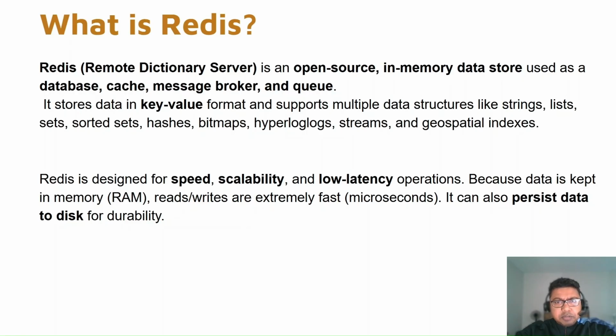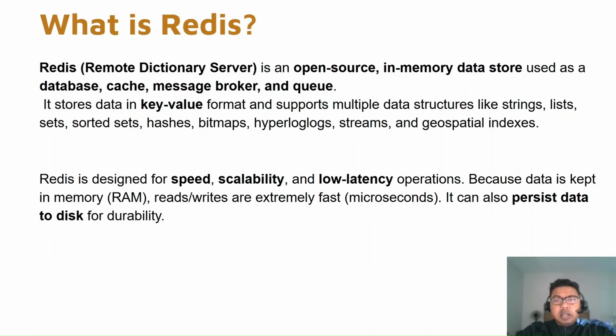Redis is designed for speed, scalability, and low latency operations because data is kept in memory. Reads and writes are extremely fast, in microseconds. It can also persist its data to disk for durability. So what we do is avoid multiple database calls. When we know the same data is going to come, we don't want to make those expensive database connections and database calls.